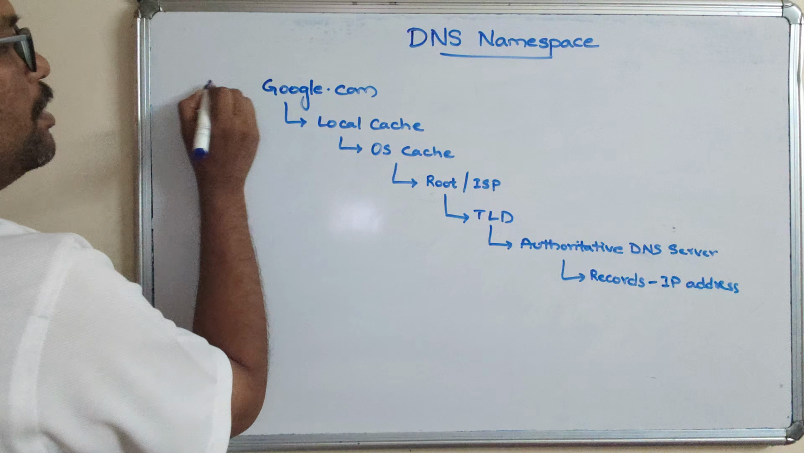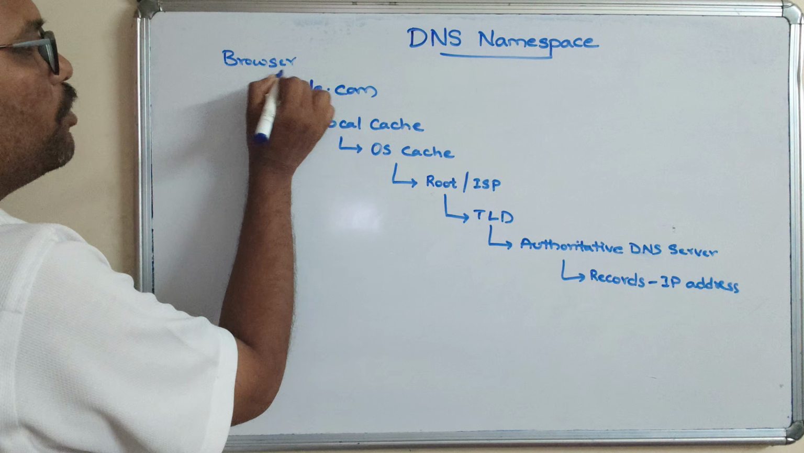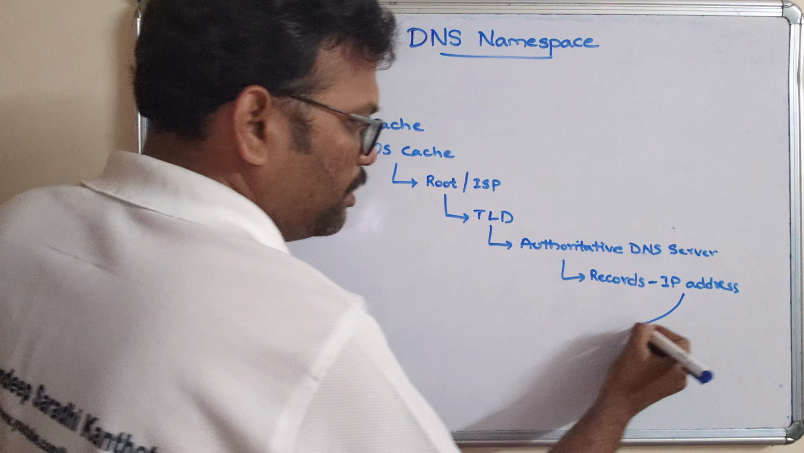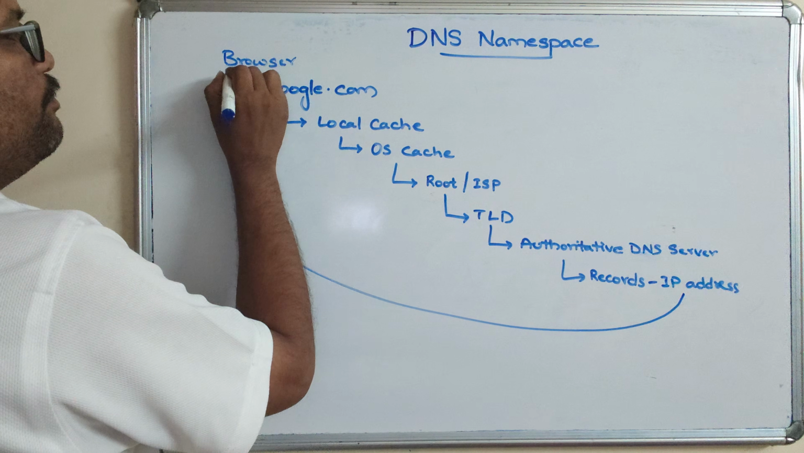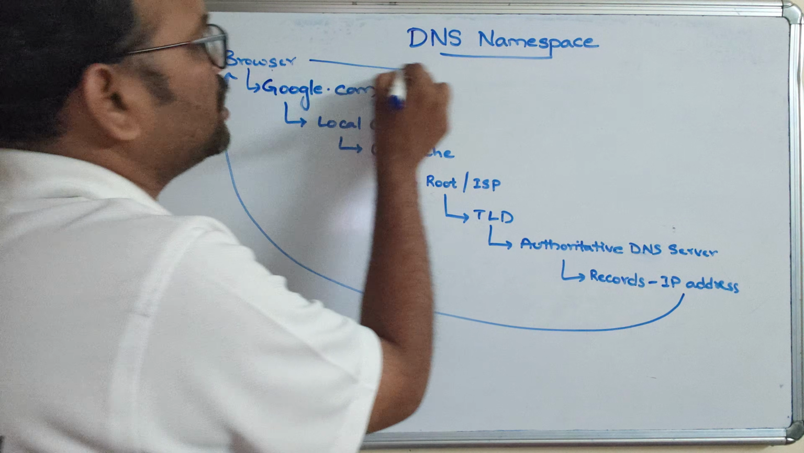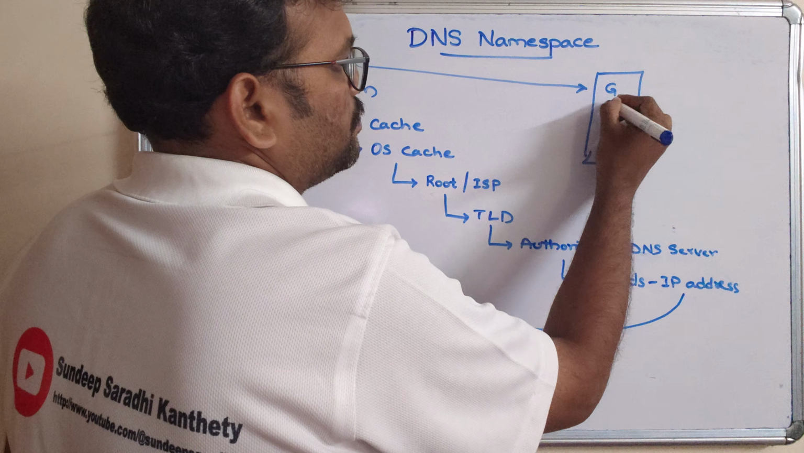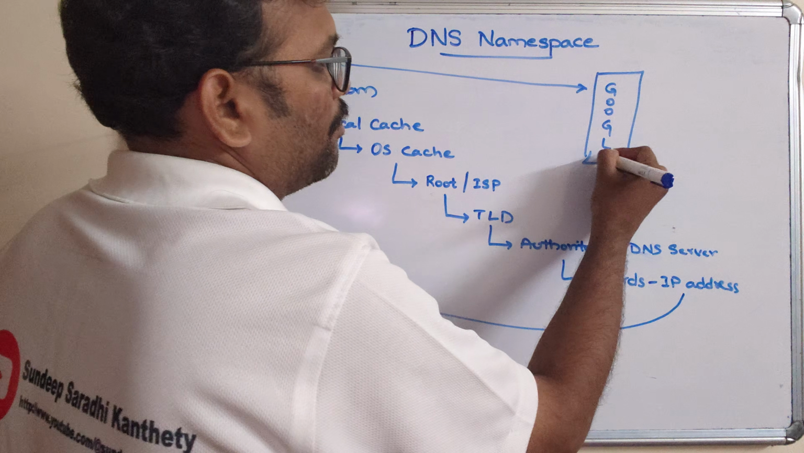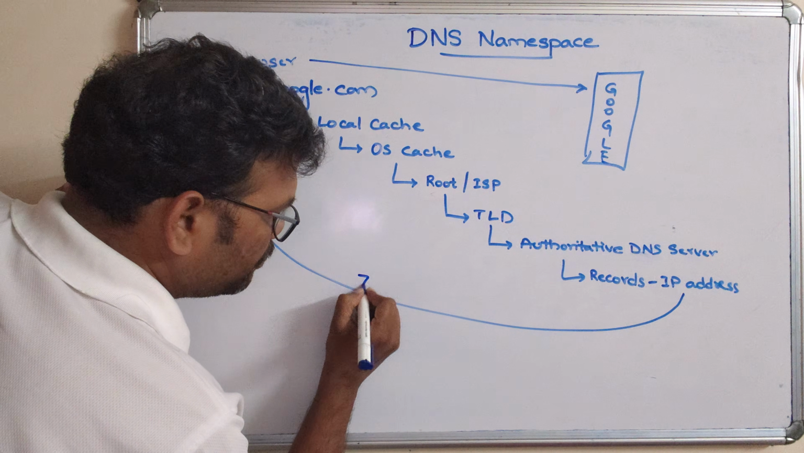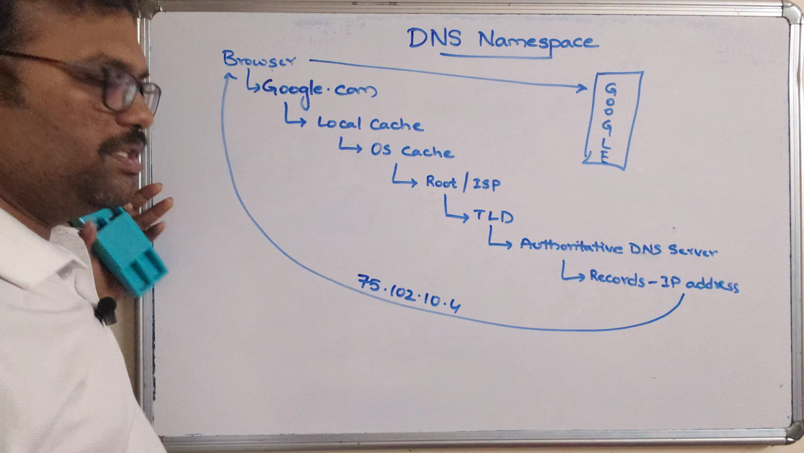Okay, in the browser we are going to type this one, and the IP address will be sent directly to the browser. Now the browser will be connecting to the Google server. Once it gets the IP address, for example, let us take 75.102.10.4. This is the IP address of Google.